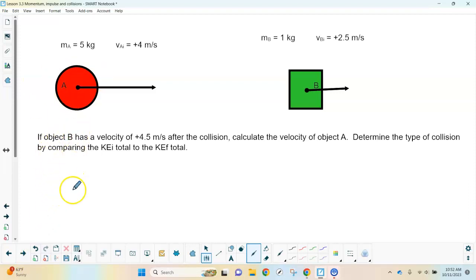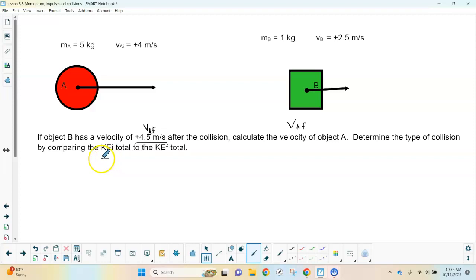We're going to go through basically the same process. So we have a 5 kilogram object moving at 4 meters per second and a 1 kilogram object moving at 2.5. So this one's going to run into the back of B and kind of rear end it, and we want to know what's going on. It says after the collision, 4.5 meters per second, so that's VBF. All the stuff in the picture up there is the initials. And we want to figure out VAF. And then we're going to determine the type of collision by comparing the kinetic energies.